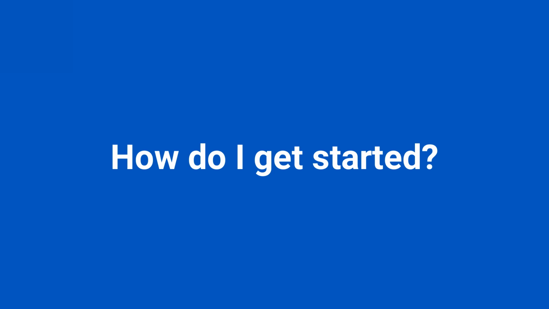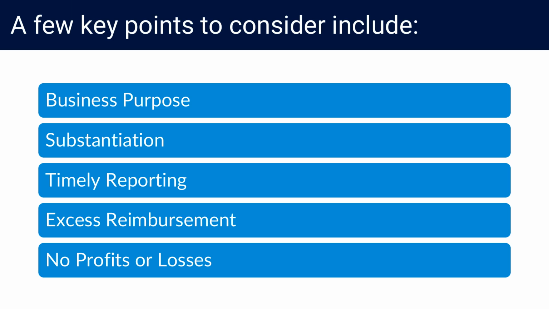Creating an accountable plan for your business is a straightforward process that starts with familiarizing yourself with the IRS guidelines. A few key points to consider include: business purpose. The IRS requires that expenses reimbursed under an accountable plan have a clear business purpose. This means the expenses must be directly related to the business operations and be deemed necessary and ordinary in the context of the industry.